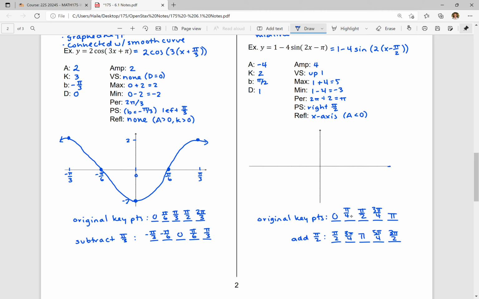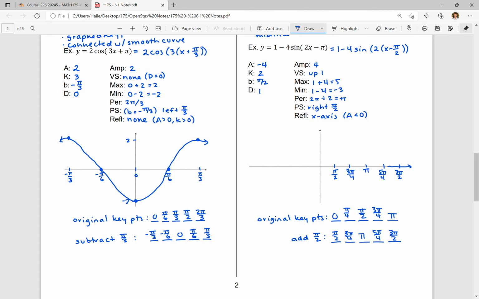So I'm going to extend this just a little bit because this one is sort of shifted to the right. So I'm going to draw my 5 tick marks at pi over 2, 3 pi over 4, pi, 5 pi over 4, and 3 pi over 2.